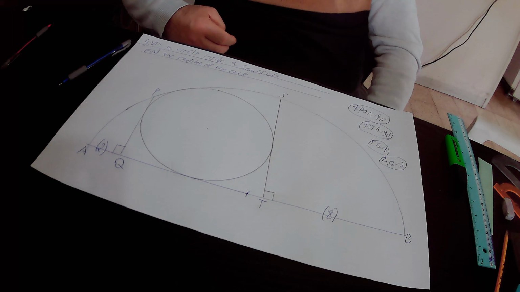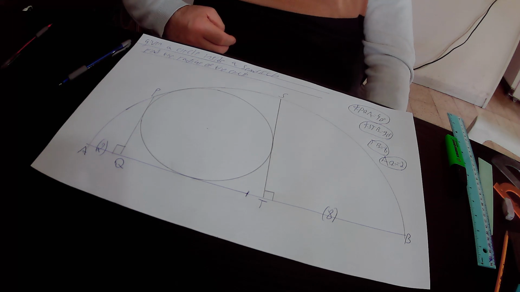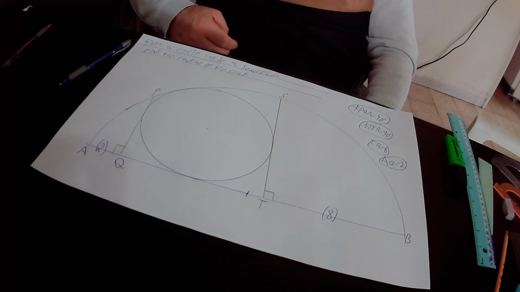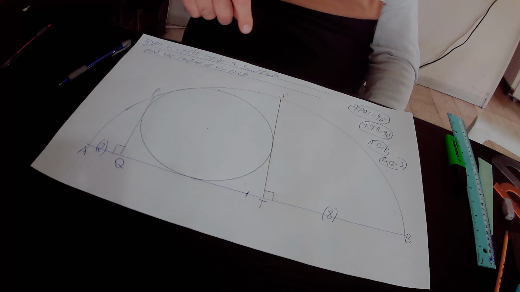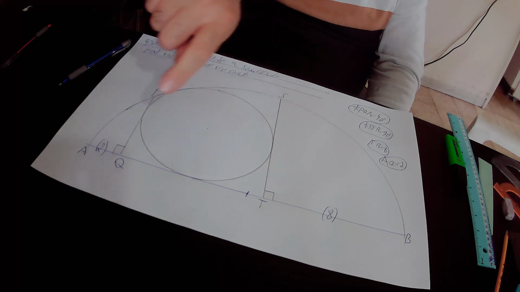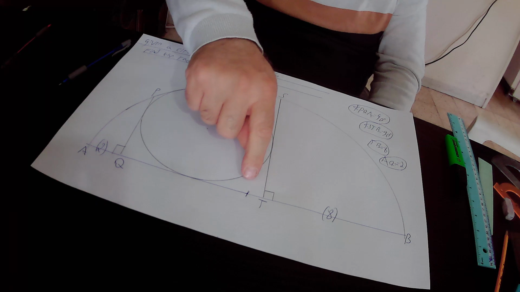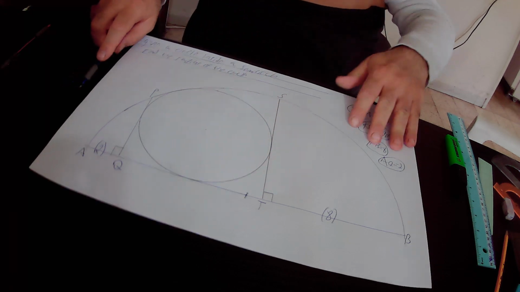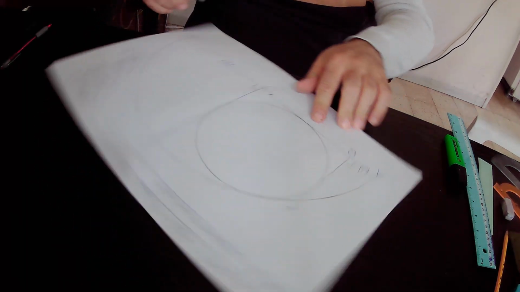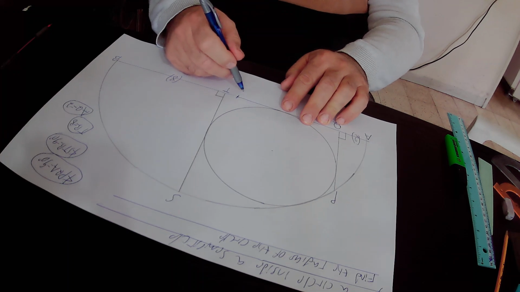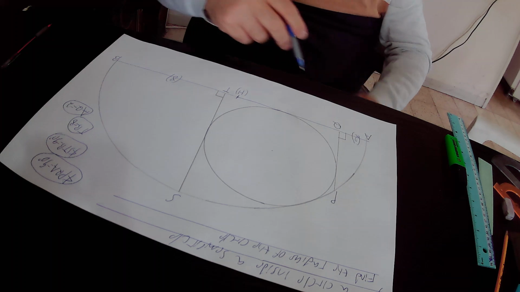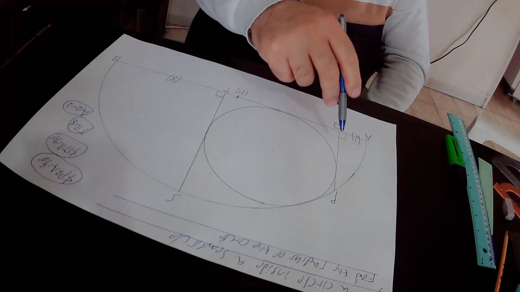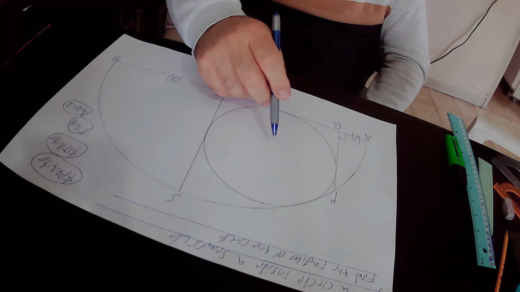So first of all, we will define the relevant points to this question with letters. We will define the center of this big semicircle. This point is point H. We will define the center of this small circle. This point is point K.